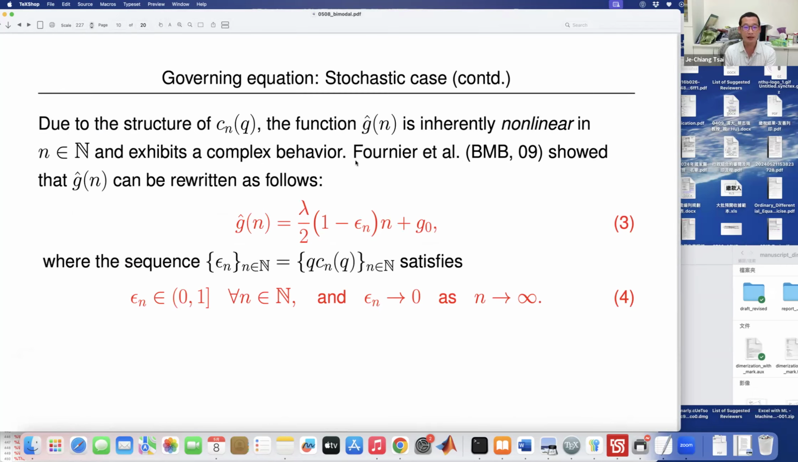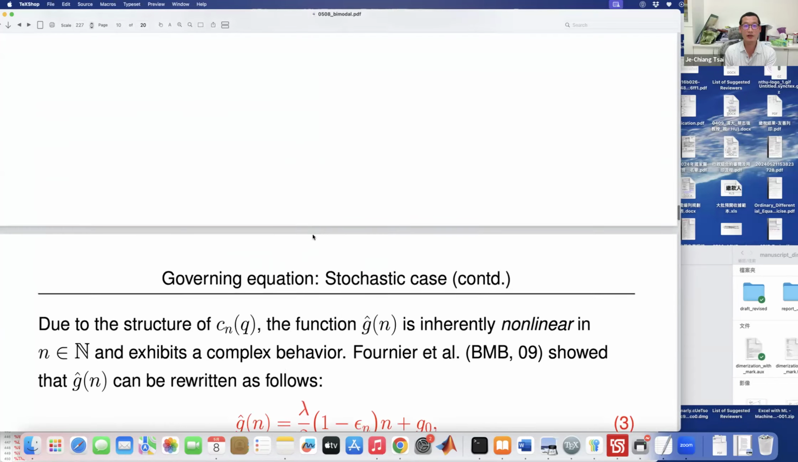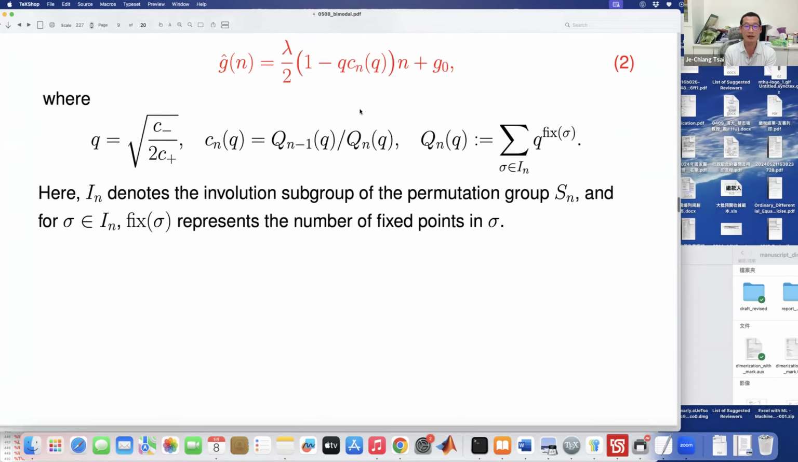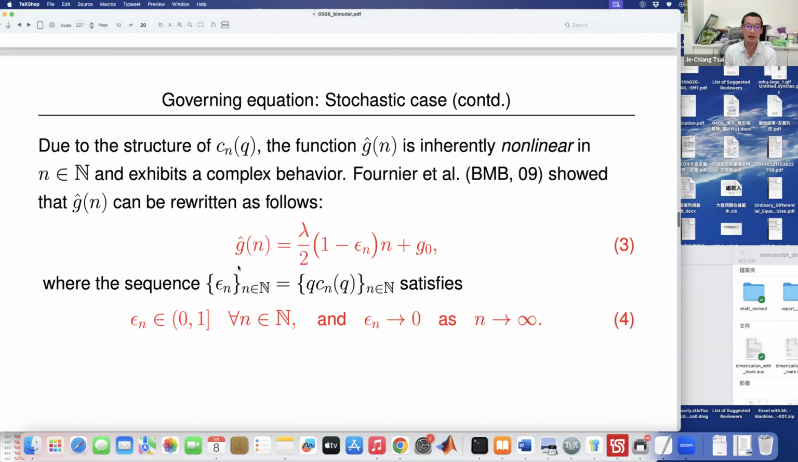This group, in 2009, showed that this activation function can be shown to have this nice property. Even though this form is very complicated, they can show that this activation actually has this asymptotic property. So G0 is a basal activation rate. Without the dimerization, without the dimer protein, you should have some activation rate. This rate is reflected in this quantity G naught.